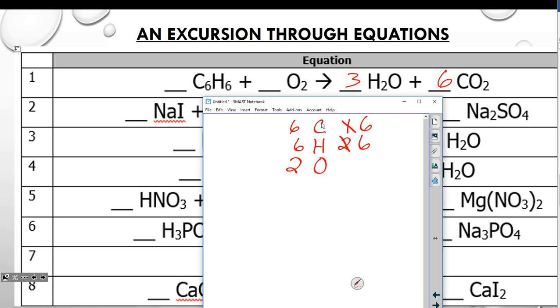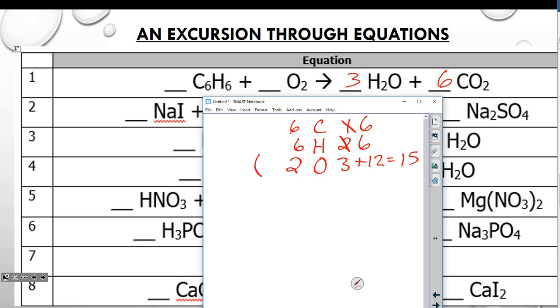Now this is tricky. Over here I've got 3 times 1 is 3, plus 6 times 2 is 12, giving me 15. Okay, but I can only get even numbers on the left side. So we're going to use a trick, and this is a trick that I use so that you don't have to sit there and try and figure out what you need to change everything to.